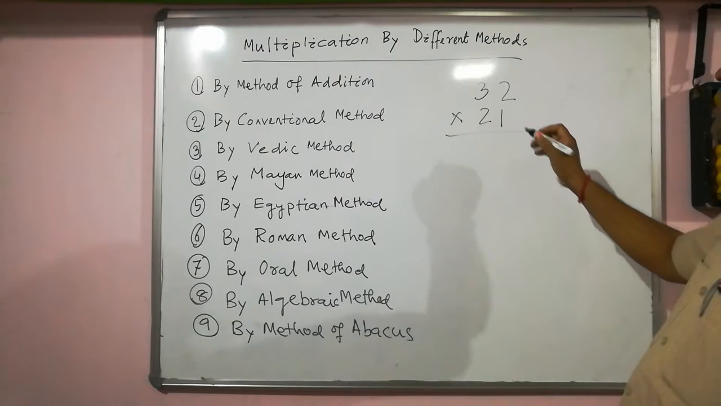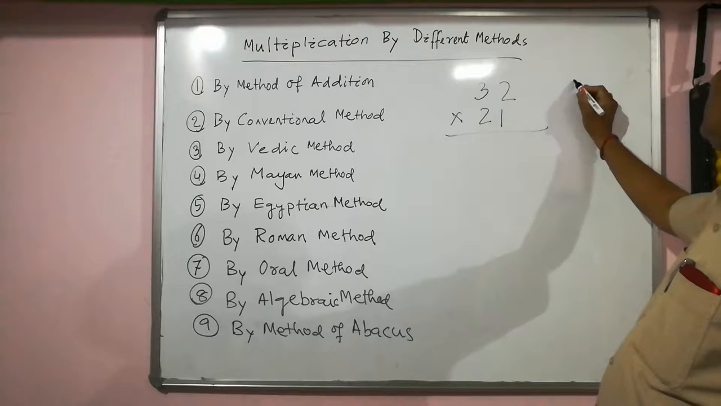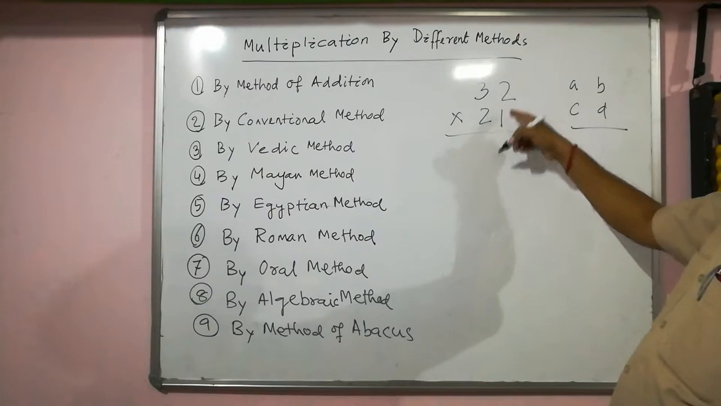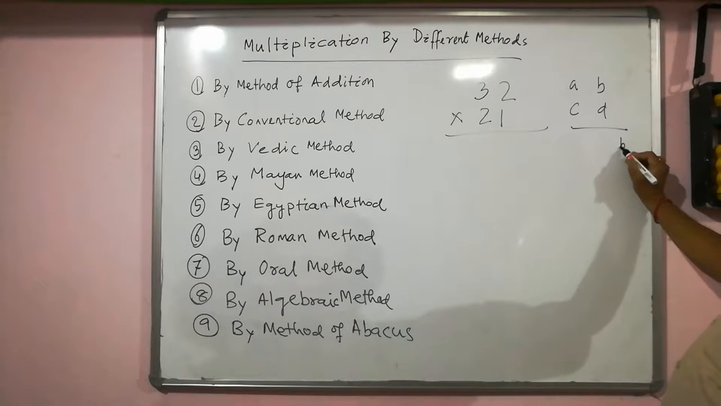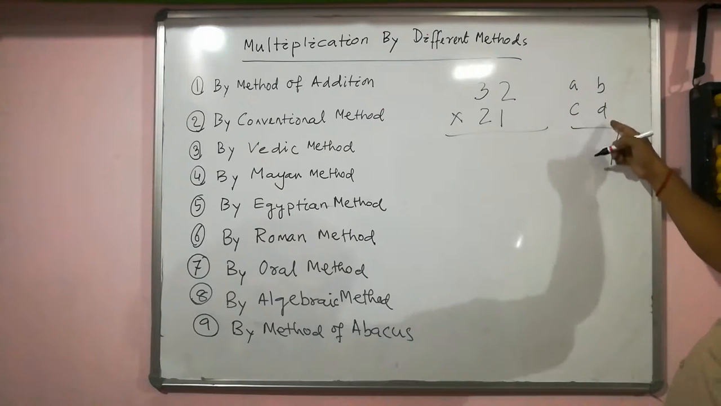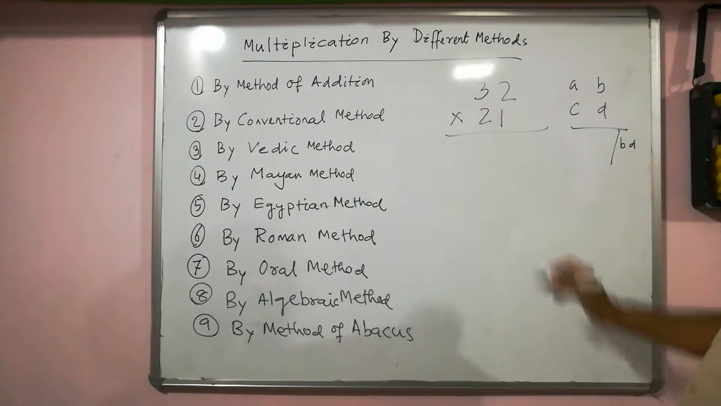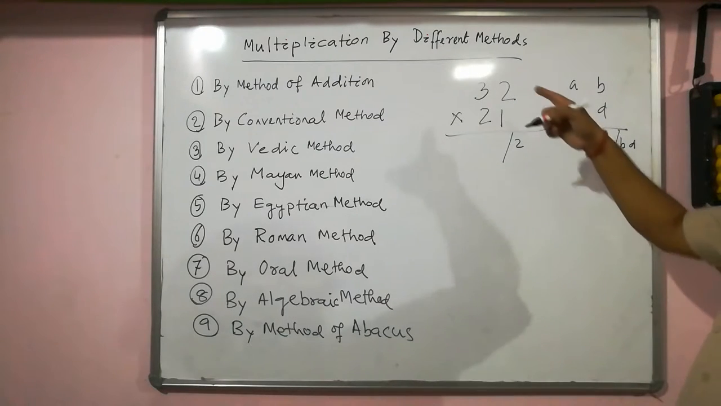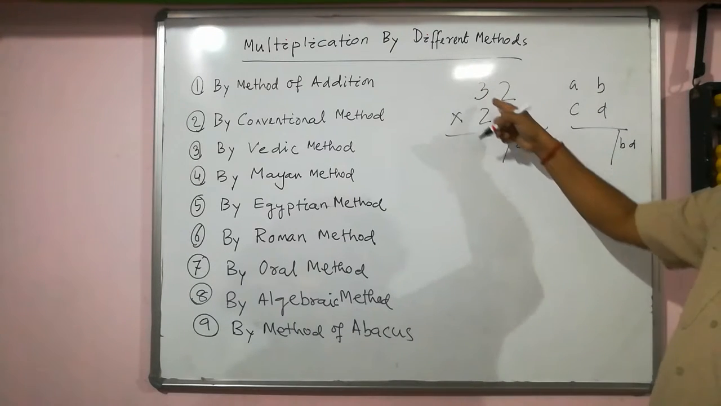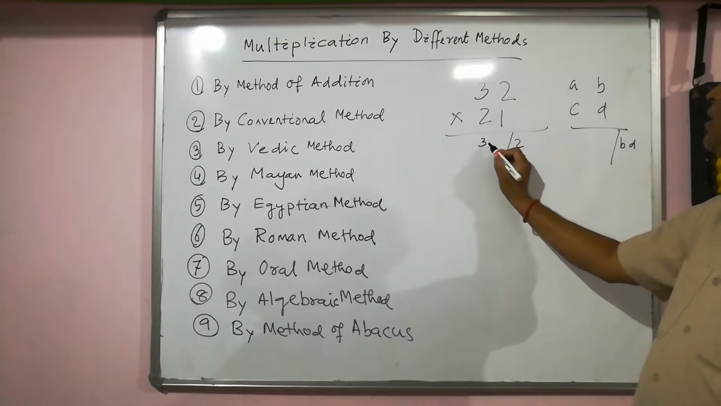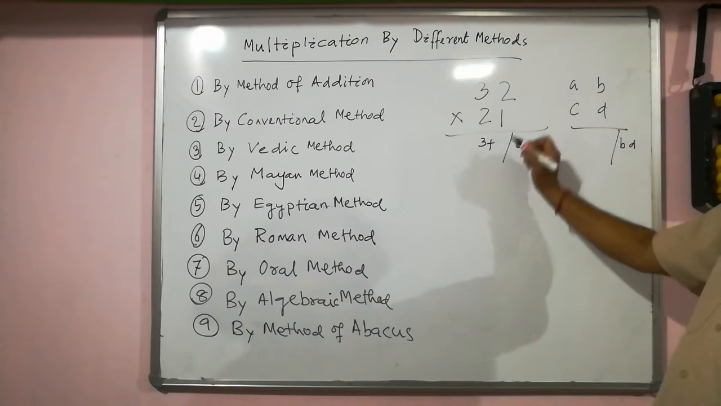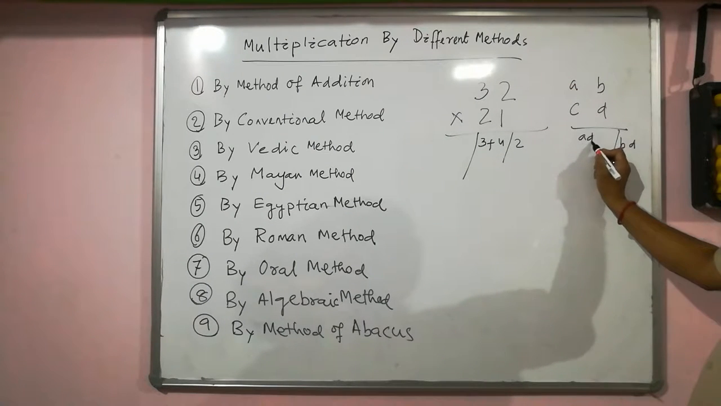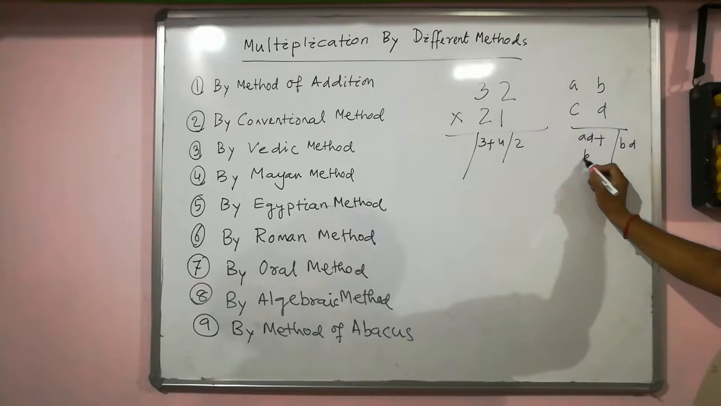So what they do is, for these four digits, they call them A, B, C, D. Here B into D will be multiplied first, vertically: 1 into 2 is 2. Then we multiply the numbers crosswise: 3 into 1 is 3, plus 2 into 2 is 4. Here we have A into D, AD, plus B into C, BC.